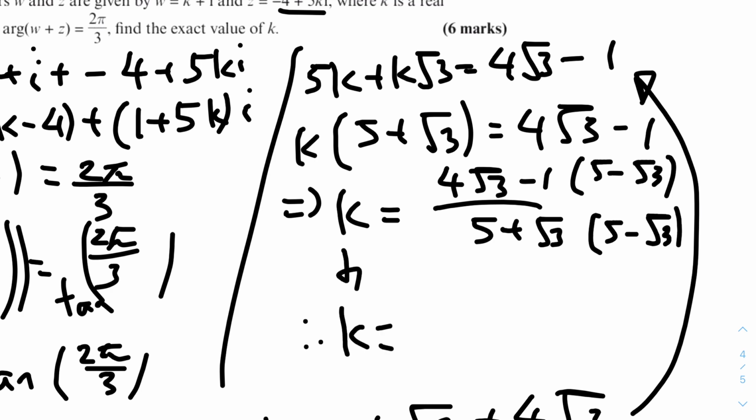So let me just put it into my calculator. And the bottom is 5 plus root 3 times 5 minus root 3, and therefore this gets us a very complicated fraction of minus 17 plus 21 root 3 over 22, and that's the final answer.